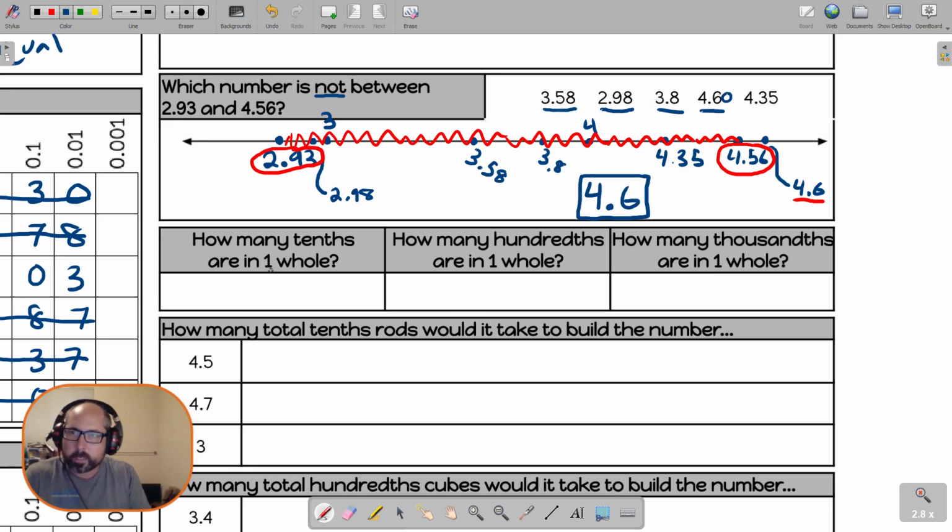All right, let's check this out. How many tenths are in a whole? Okay, well, one whole would be 10 tenths, right? If you want to talk about money, then 10 dimes would make a whole, one whole dollar. So 10 tenths. How many hundredths are in one whole? Okay, well, that's like a penny, right? So one whole would be 100 pennies. So 100 hundredths.